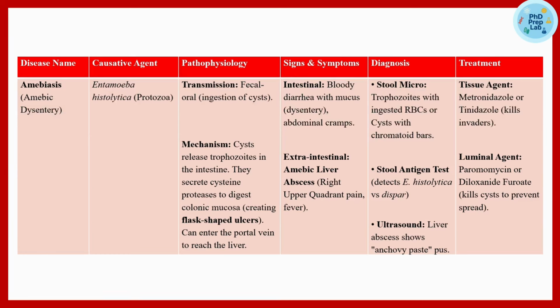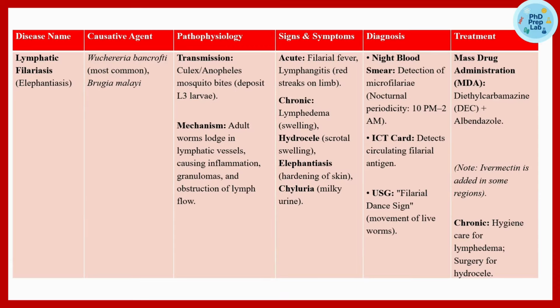Now we have another disease by the protozoa called amoebiasis, which is the amoebic dysentery, wherein the stool is basically diagnosed. The transmission is through the fecal-oral route and it leads to bloody diarrhea as well. Then we have lymphatic filariasis, which is also called elephantiasis, and the causative agent is very important here. Wuchereria bancrofti is the most common one, and Brugia malayi is also the causative agent here.